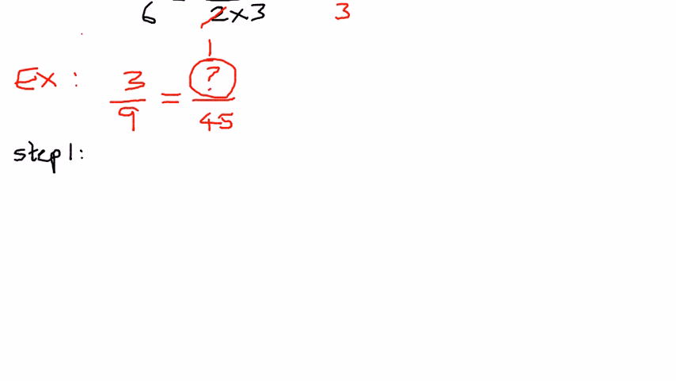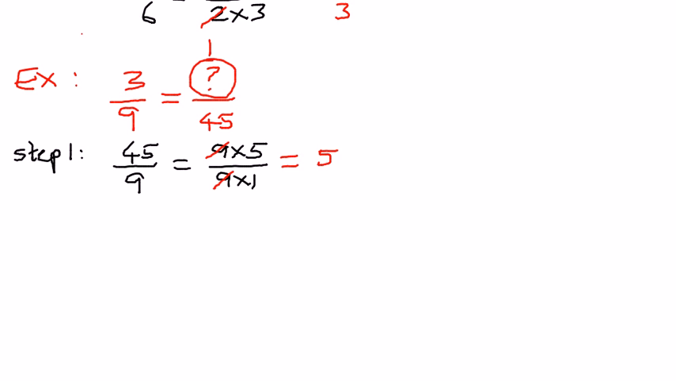Step number 1. Divide the larger denominator by the smaller denominator. The larger denominator we have is 45, and if we divide it by the smaller denominator, which is 9, 45 is a multiple of 9, so 9 times 5 is 45, 9 times 1 is 9. If the 9's are common, we can strike them out. So the result is going to be equal to 5. So 9 times 5 is 45.